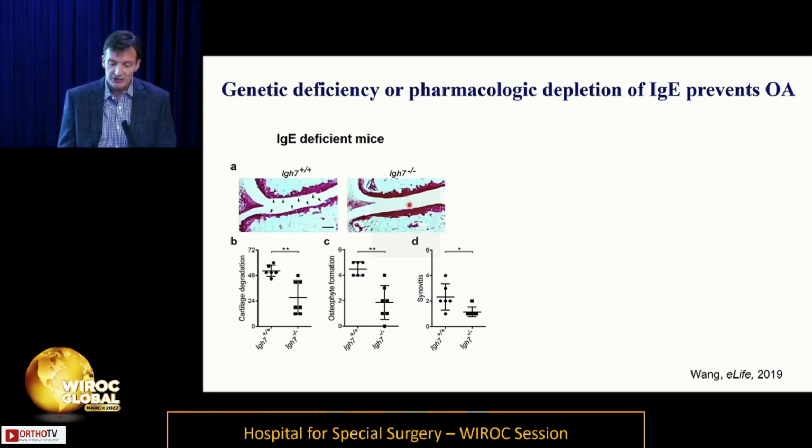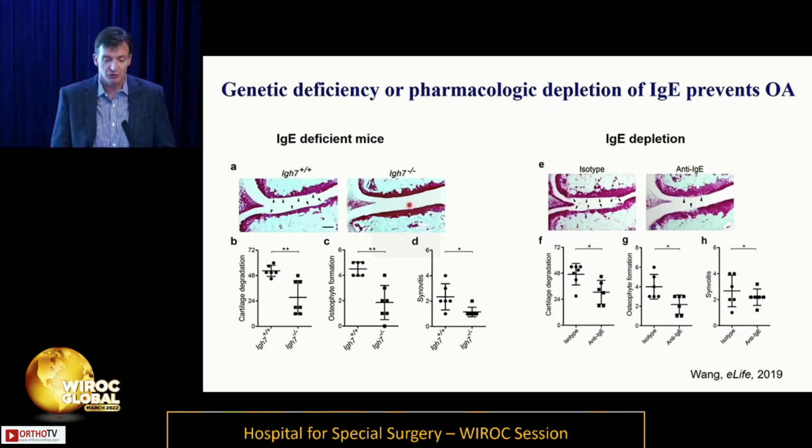And we also did it with the mouse version of Xolair. So we recombinantly made an antibody against mouse IgE. And we showed that if you give very high doses of this, 1 milligram twice a week, so we're bombing the mice to deplete their IgE.